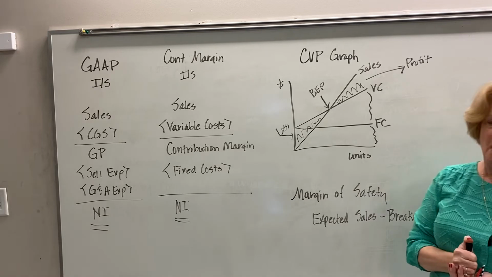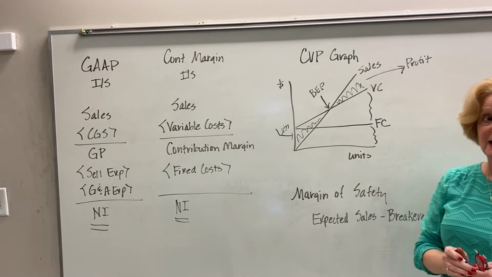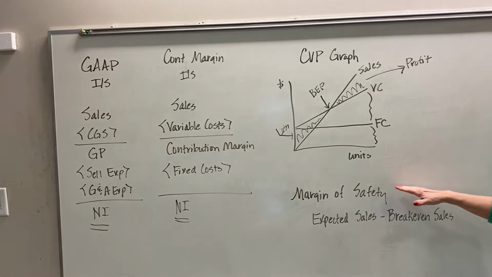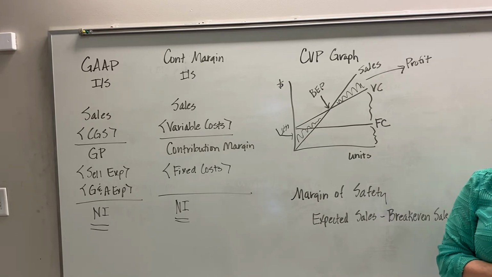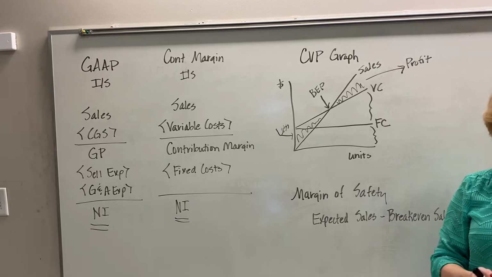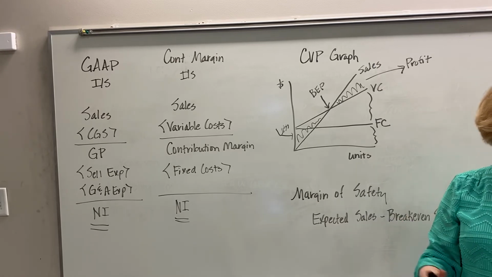Now then, most people don't just want to break even. They would like to make an income. So we have what we call a margin of safety. Those are our expected sales greater than our break-even sales. In other words, how much more do we want to make to have some cushion?